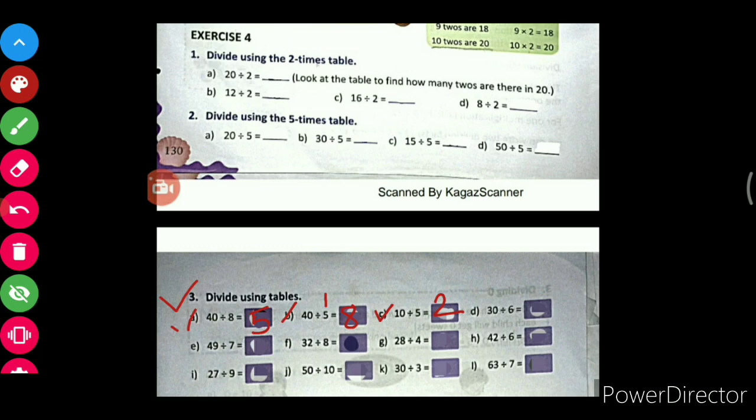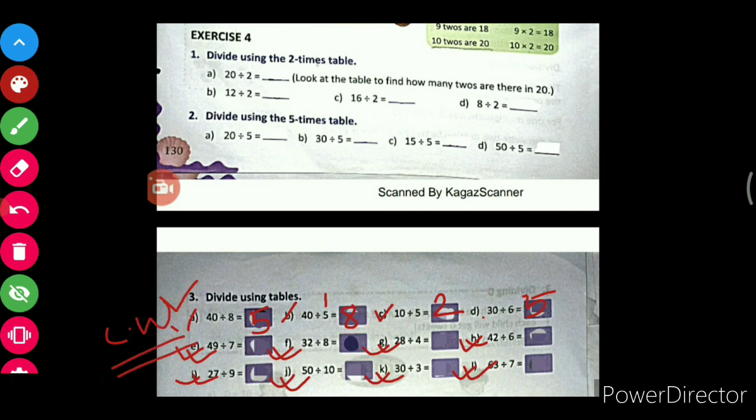Now see D part. Recall the multiplication table of 6. So 6 multiplied with what number will you get 30? 6 5s are 30. So we'll write 5 here. Just like this you have to do the rest of it, E, F, G, H, I, J, K, L in your classwork copy.